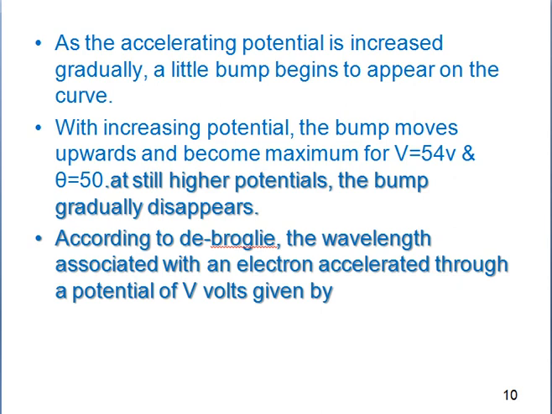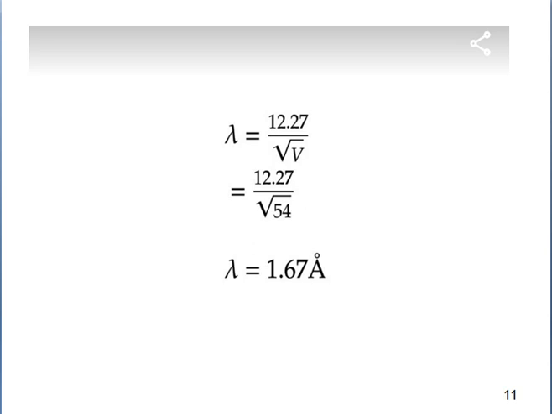According to de Broglie, the wavelength associated with an electron accelerated through a potential of V volts is given by lambda equal to 12.27 divided by root V. Substituting 54 volts, we get lambda equal to 1.67 angstrom. This is the wavelength of the electron beam.